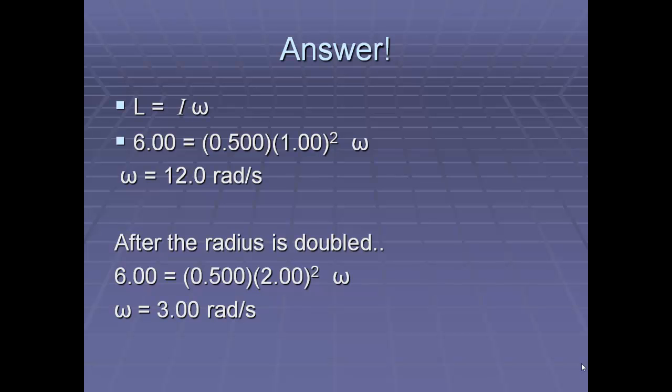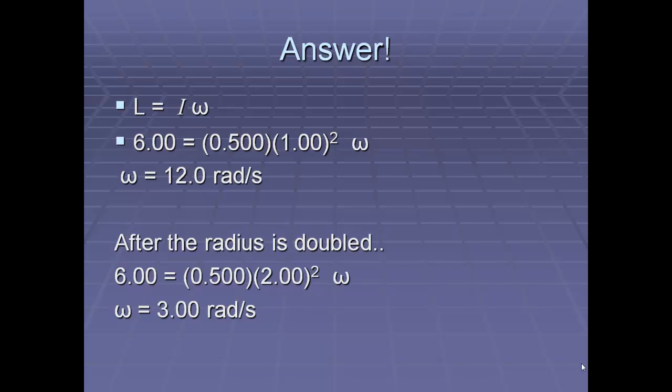If you look at the effect of doubling the radius, since we square the radius to determine the moment of inertia, what we're doing by doubling the radius is increasing the moment of inertia by a factor of 4. Therefore, to keep everything the same, we increase the moment of inertia by a factor of 4 on the right-hand side of the equation. The angular speed must drop by a factor of 4 for us to keep our angular momentum the same value.